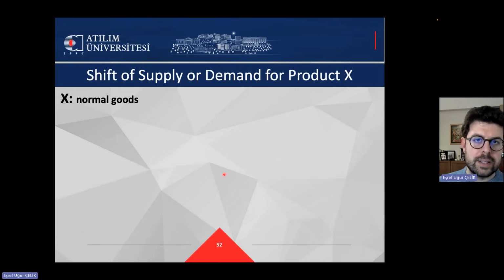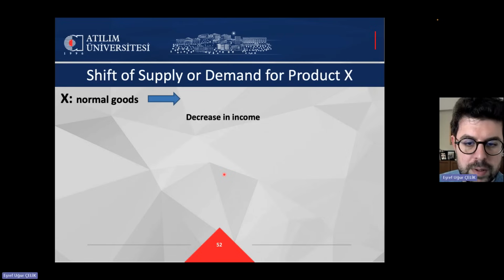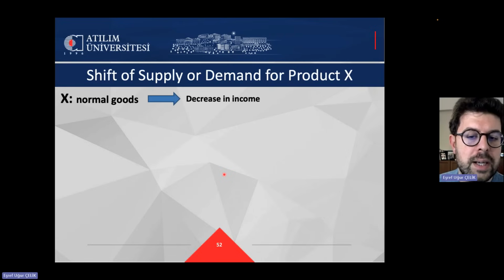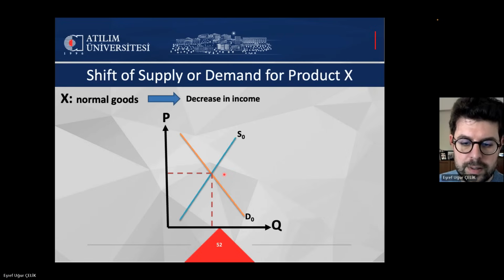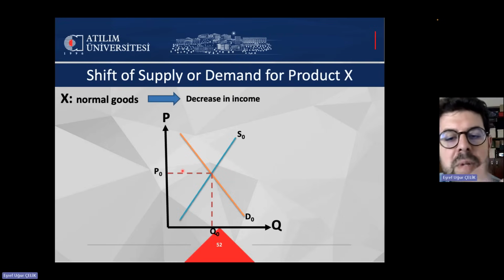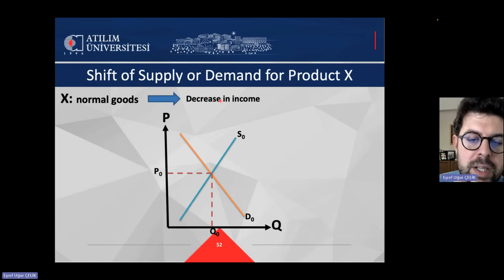Okay, let's assume that X is a normal good and our income decreases. That's our first starting point. Before the change in income, the market equilibrium condition is like that: P0 and Q0. Let's assume that our income decreases and X is a normal good.